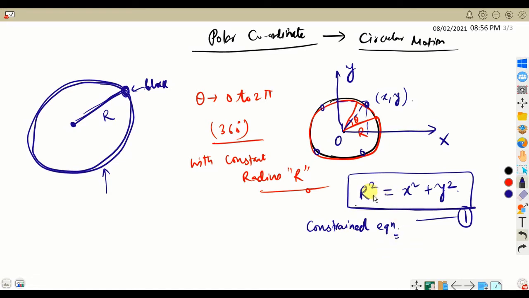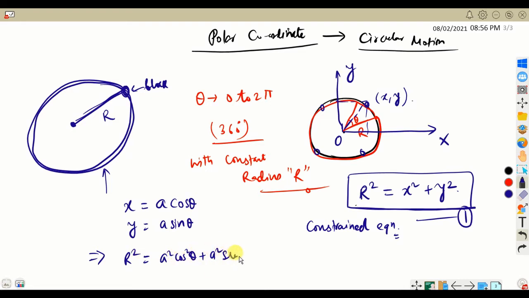Well, we can also transform this equation by choosing something interesting: let's say x is equal to a cos theta, and y is equal to a sin theta. If I put this in equation 1, we can write a squared cos squared theta plus a squared sin squared theta, where a squared is common, times cos squared theta plus sin squared theta. Are you understanding the point? Now this is 1, therefore r squared is equal to a squared.